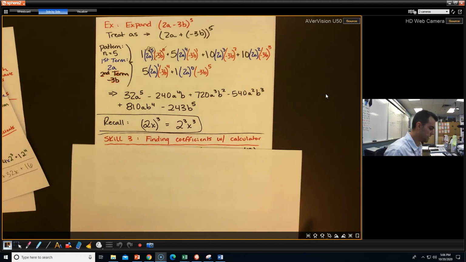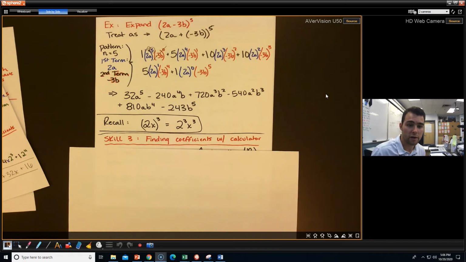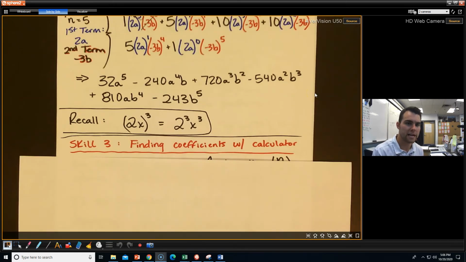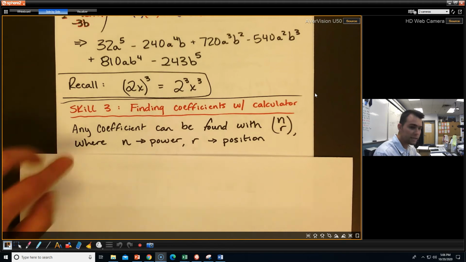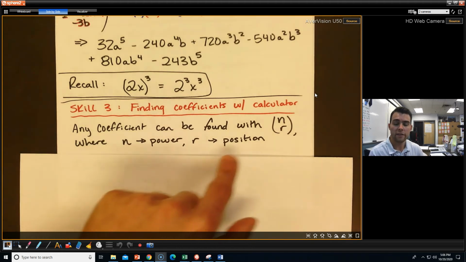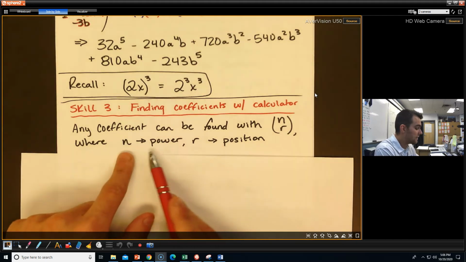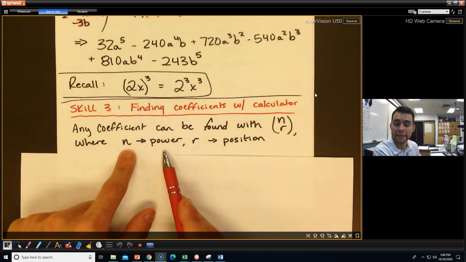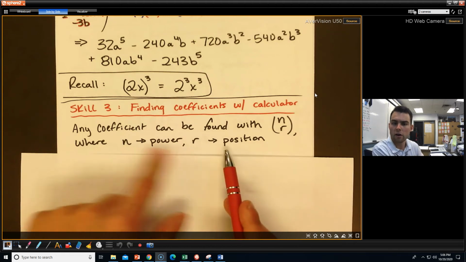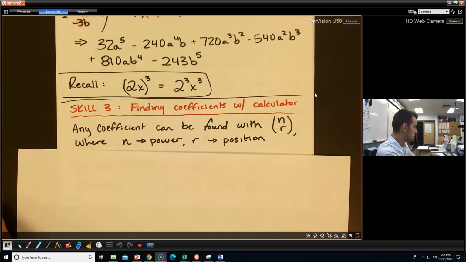Let's move on to skill 3. This is actually finding coefficients on the calculator. So we're no longer limited to Pascal's triangle, although we are going to use Pascal's triangle to help us figure out how to put it in our calculator. So any coefficient can be found with n over r in parentheses. That's how the book likes to write it. And it's where n represents the power, the exponent you're raising it to, and r is your position. Just like we showed with Pascal's triangle a little bit earlier, right?